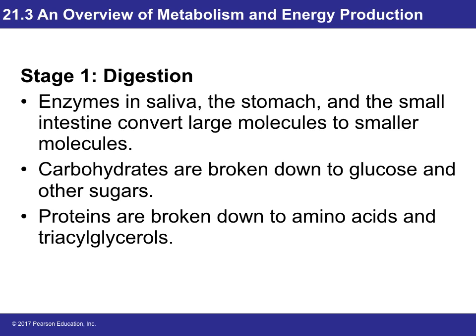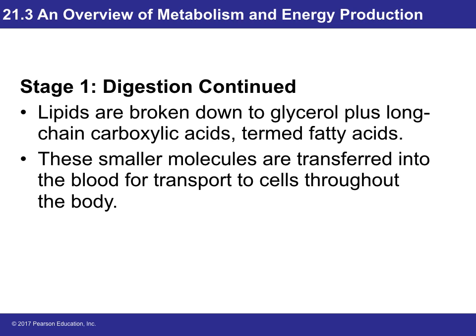Carbohydrates are going to go down to glucose and other monosaccharides. Protein will be broken down into amino acids. Lipids, such as triacylglycerol, are a little more complex, but they go to glycerol plus long chains of carboxylic acid. We call those fatty acids, and those small molecules can then be transferred into the blood to be carried to the cells where the energy is needed.